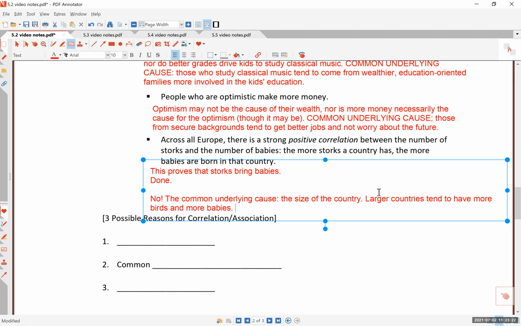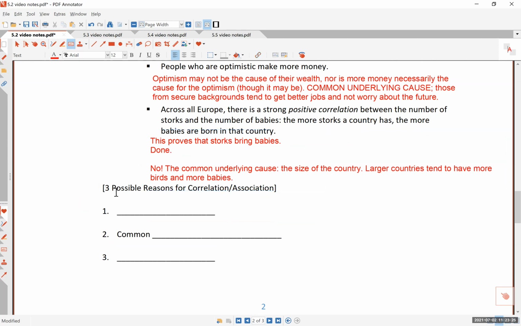All right, I think I've emphasized enough of this. Let me just give you this last summary. There are three possible reasons when you see a correlation or an association. Number one, there could be pure coincidence. I didn't explain any of these for this one, but there are crazy correlations people have found that are just pure coincidence. You could also have, as I said, a common underlying cause, and that is probably the best explanation most of the time when you see a correlation or association.